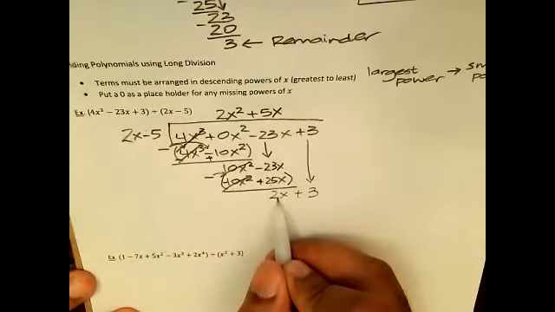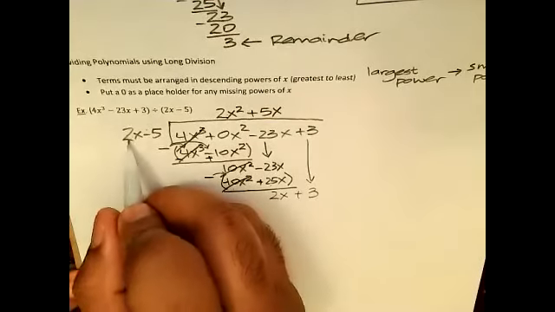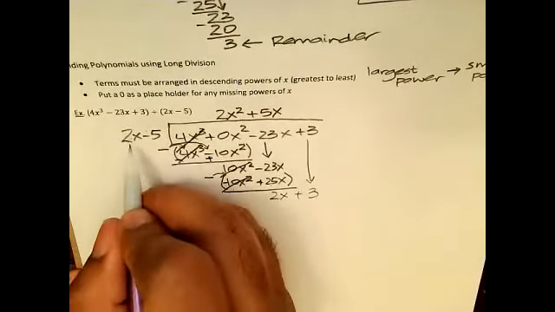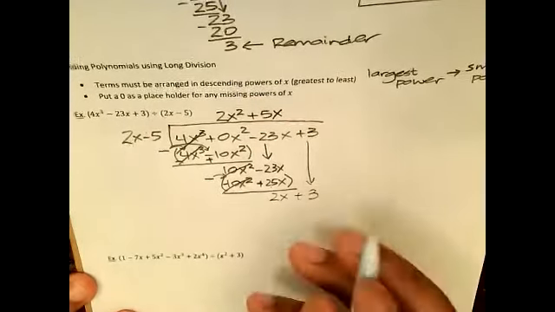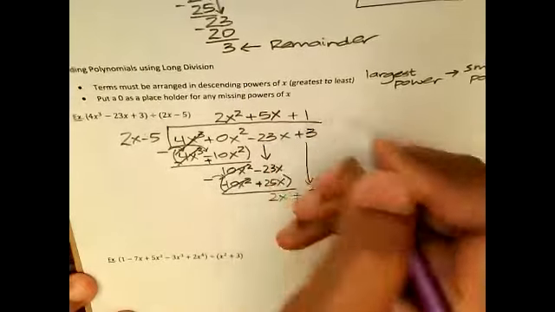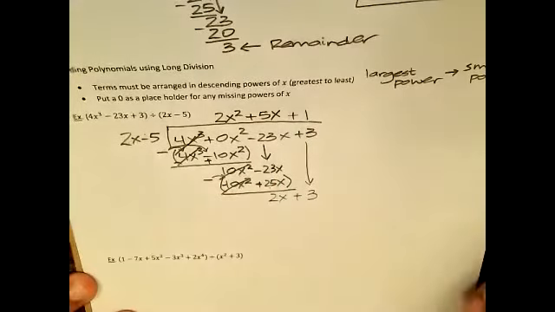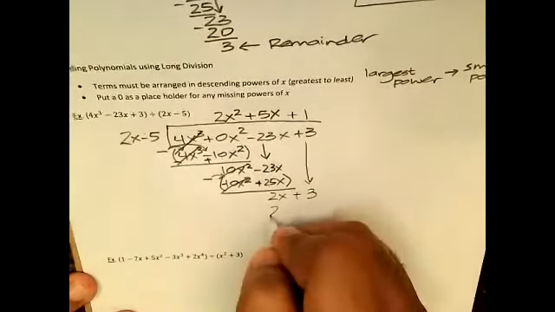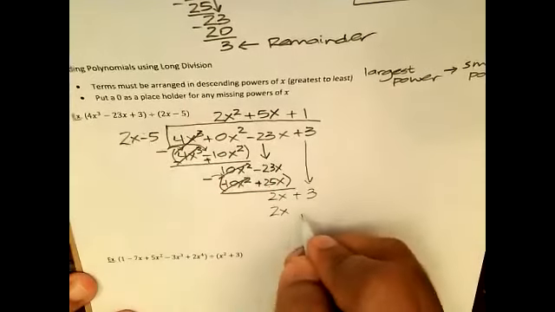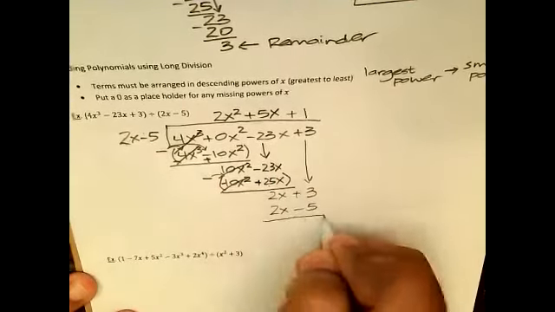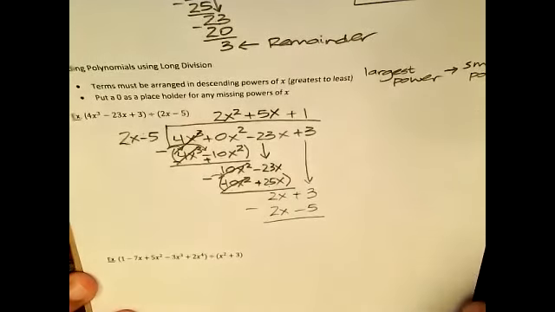So now I have a 2x, and out front I also have a 2x. I need to figure out what to multiply by 2x to get 2x. Well, that's just going to be a 1, because 1 times 2x is 2x. So I'm going to put that here. Then I multiply the 1 times the negative 5, which gives me a negative 5. I'm going to subtract these.